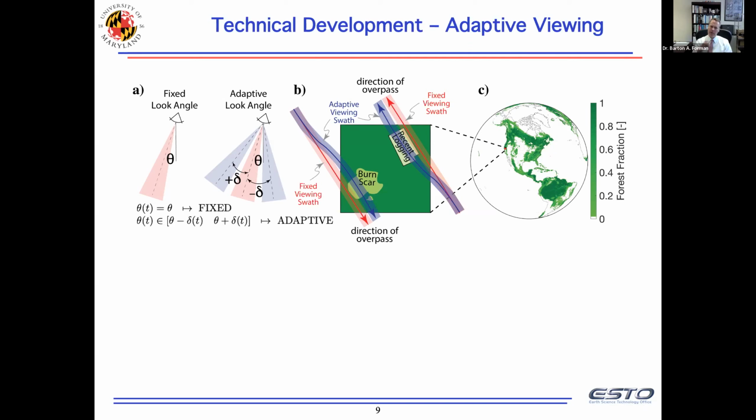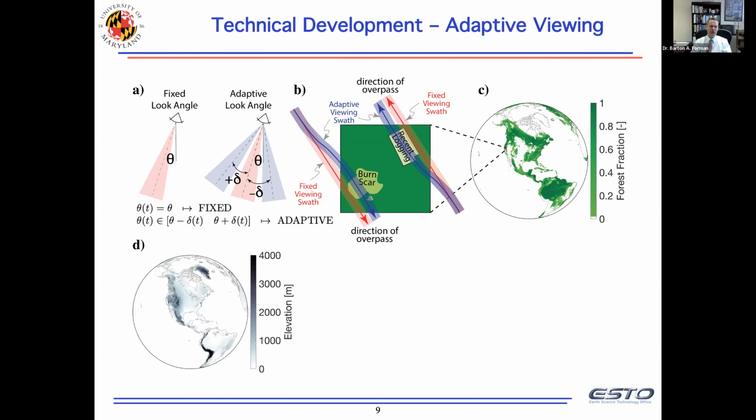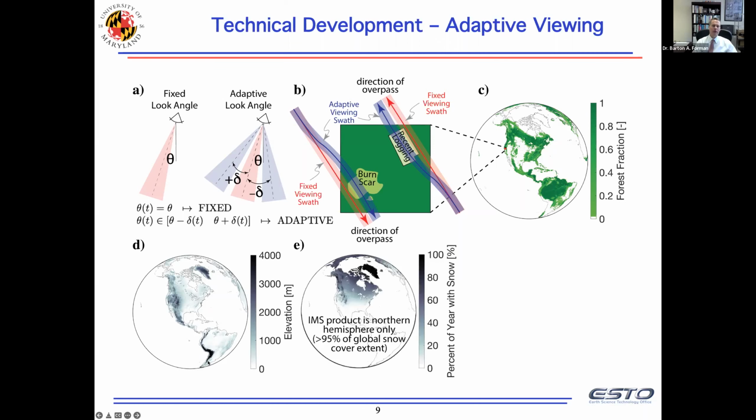The adaptive viewing is able to move, but it may encounter higher errors, particularly if it's looking further and further off nadir. So we can do this kind of analysis for forest or vegetation. We could do something similar for snow and ice applications. We know a priori that snow and ice is generally at higher altitudes. Well, if we designed a system that preferentially viewed higher altitudes, maybe we could see more of that snow and ice than if we had a fixed look angle. Or we could do a different approach for snow.